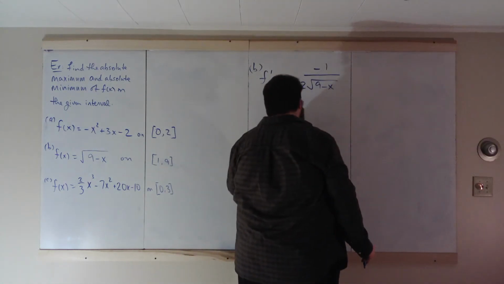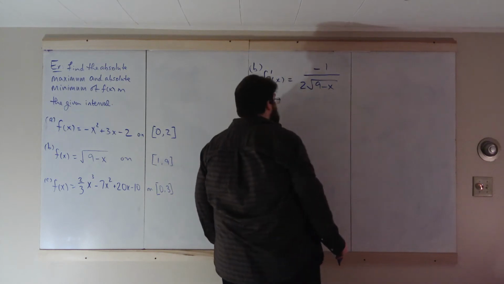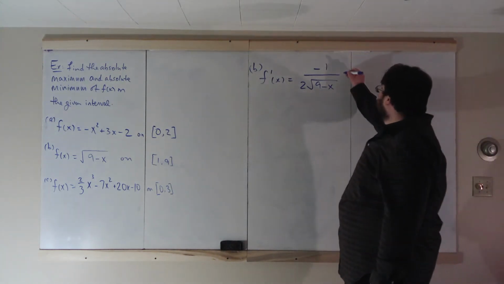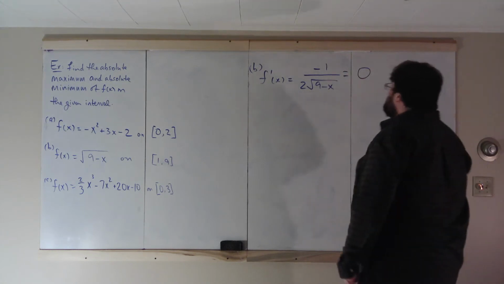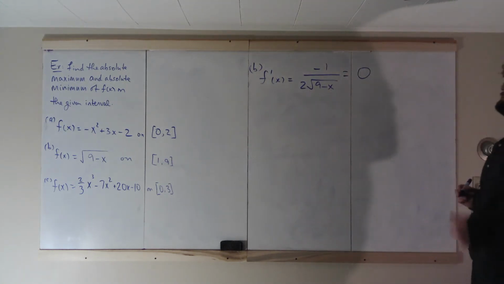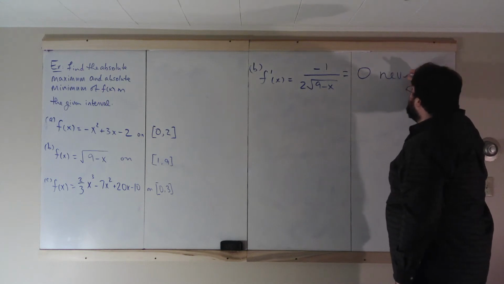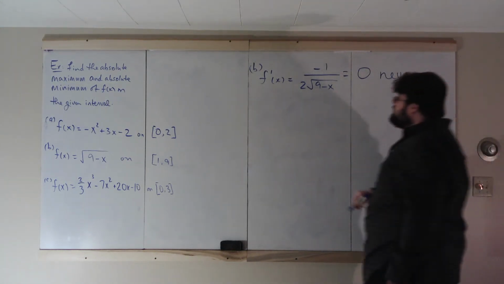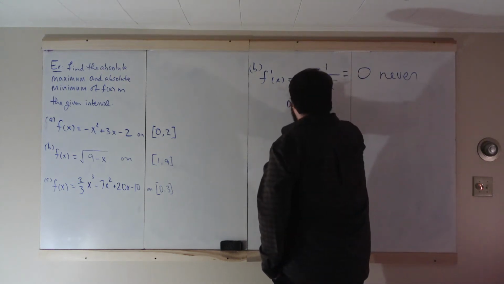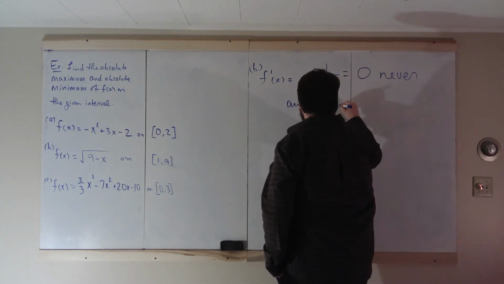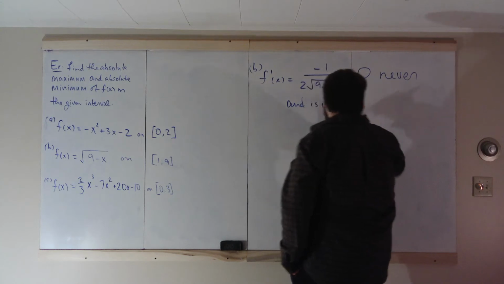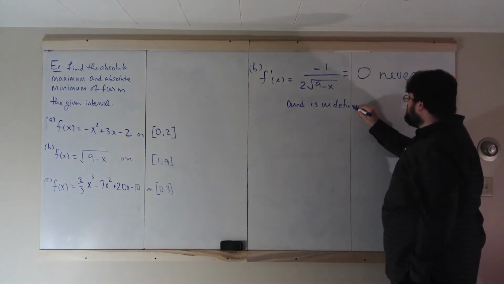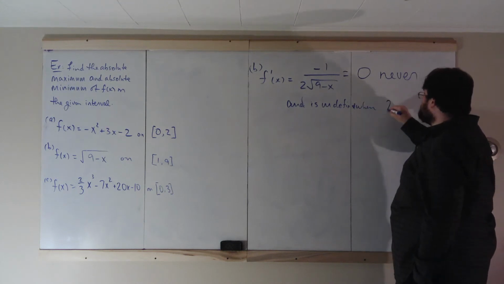I write this as one fraction here because I know we're going to have to do some algebra with it. We need where this is 0 and where it's undefined. Where is this 0? A fraction is 0 when the top is 0. So it's never 0. -1 is never 0. And it is undefined when the bottom is 0. Undefined when the bottom is 0.